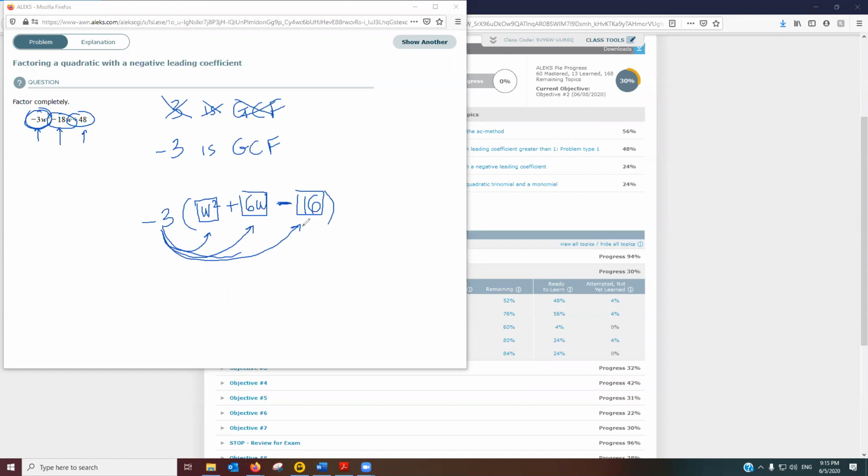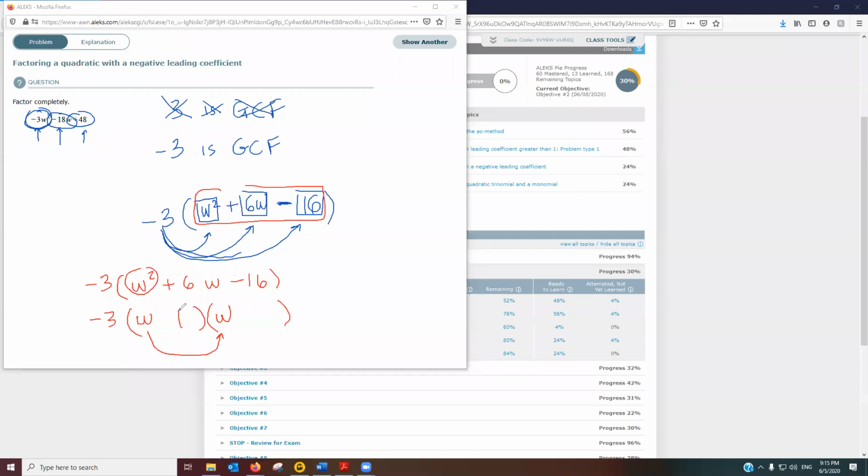All right, but I'm not quite done yet, because I want to check if I could factor what's in the parentheses further. So let me write it down here. We have w squared plus 6w minus 16. I'm going to try to factor this as two parentheses multiplying. All right, well, I know I should put a w and a w in front, because I know this w times that w will get me back to the w squared.